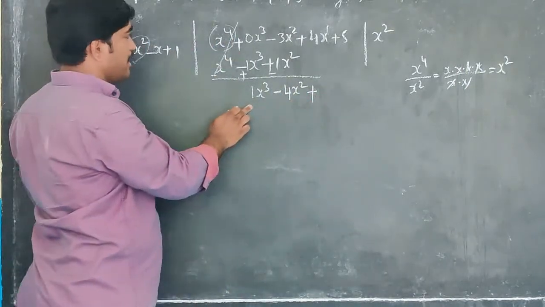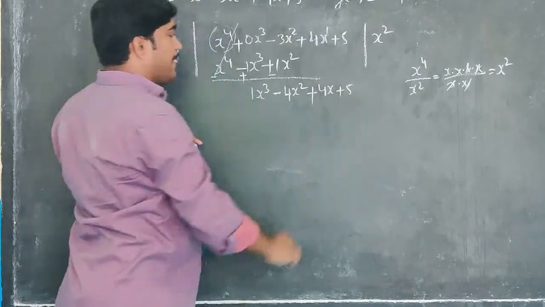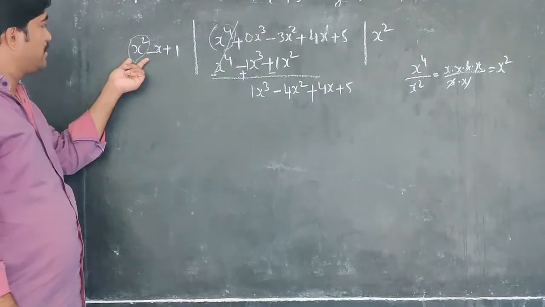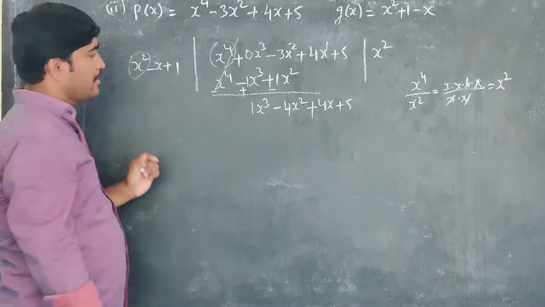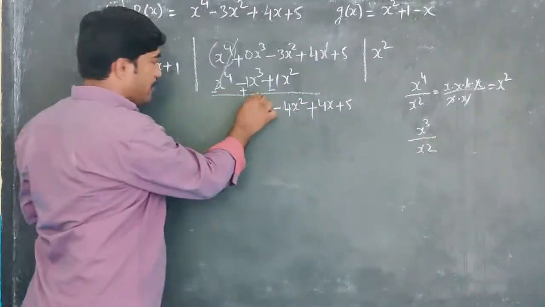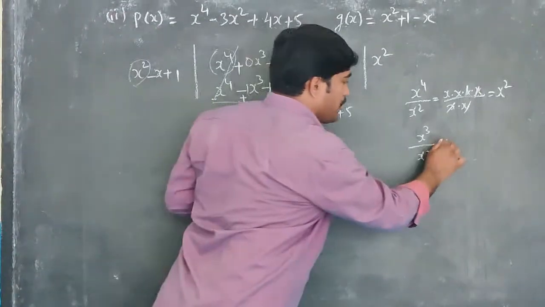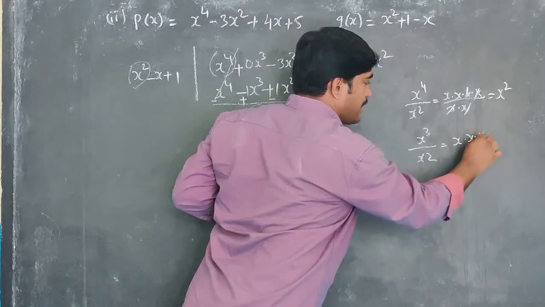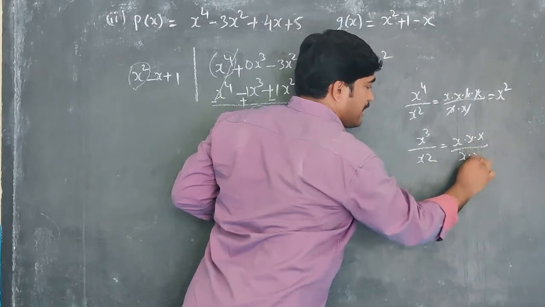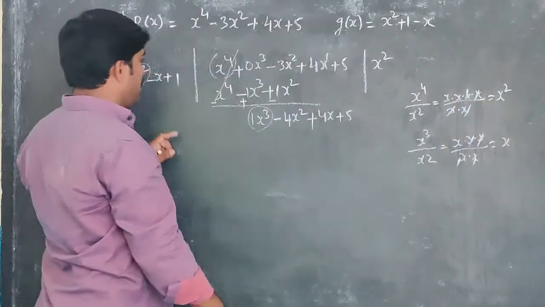Plus. Here two terms are there, so I will take the next term, 4x plus 5. Now what is the term here? X cube. So I will take this as x cube by x square, the first term of this one by again the divisor's first term. Now this is nothing but x into x into x by x into x, which get cancelled. Now what is the remaining? X.